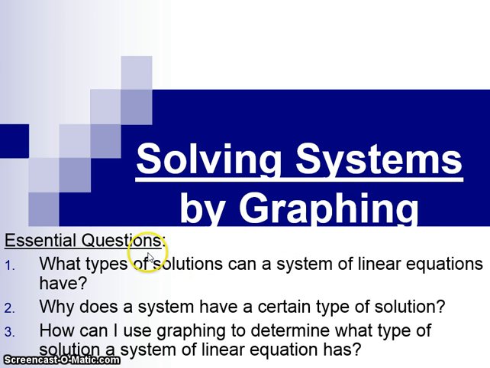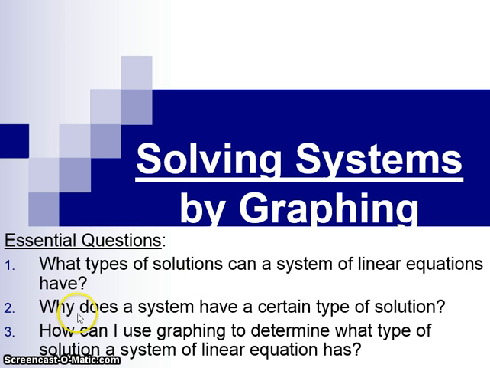So our essential questions are: what types of solutions can a system of linear equations have, which we have already talked about in Lesson 1. We know that a system of linear equations can have one solution, no solution, or infinitely many solutions, which does not mean that it can be any ordered pair, but that there's too many to list, and we'll talk about what that looks like today.